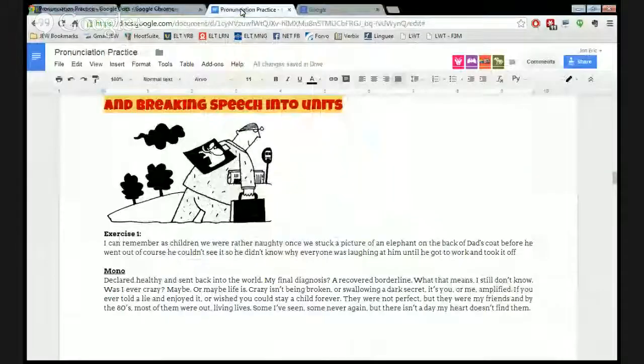Oh, you can't see the picture because Google Chrome is not behaving. One second. Sorry. I'll share my screen again. Sorry about that. Now you can see it.